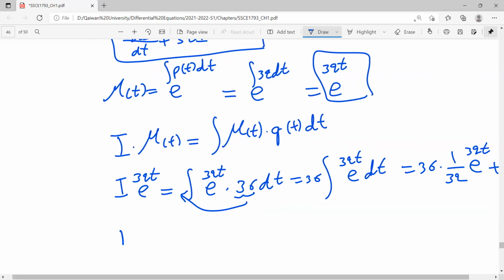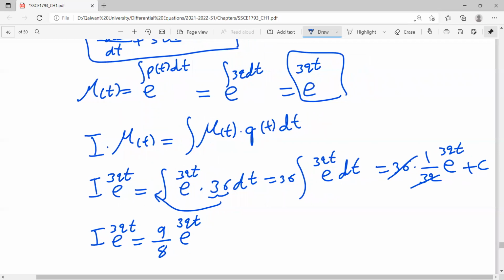So we get I times e to the power 32t equals 36, and 32 can be cancelled out by dividing both sides by 4. What we get? We get 9 over 8 e to the power 32t, plus c.